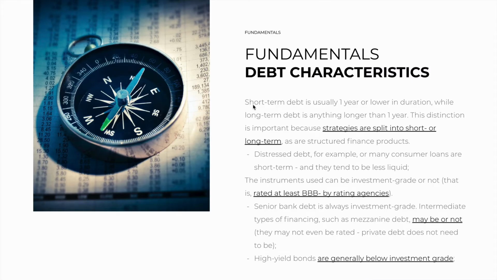Then we have short-term and long-term debt. Short-term debt is usually 1 year or lower in duration, while long-term debt is anything longer than 1 year. And you might ask, why is it important to make this distinction? This is because strategies are usually split into short or long-term ones. Just like the structured finance products, you may find pools of loans that are 1 year or less in maturity and pools of loans that are 2 years, 5 years, and so on.